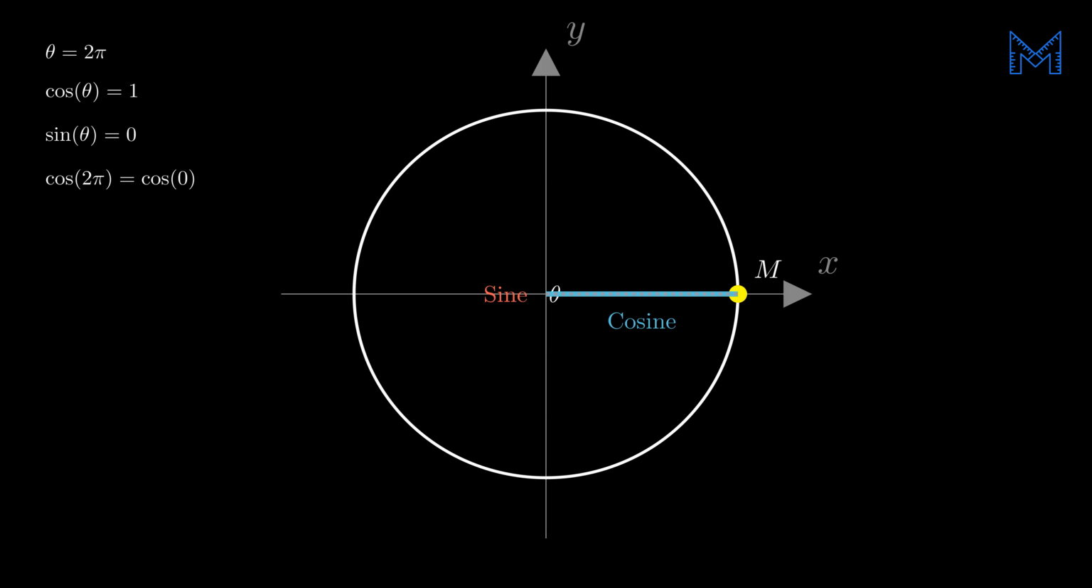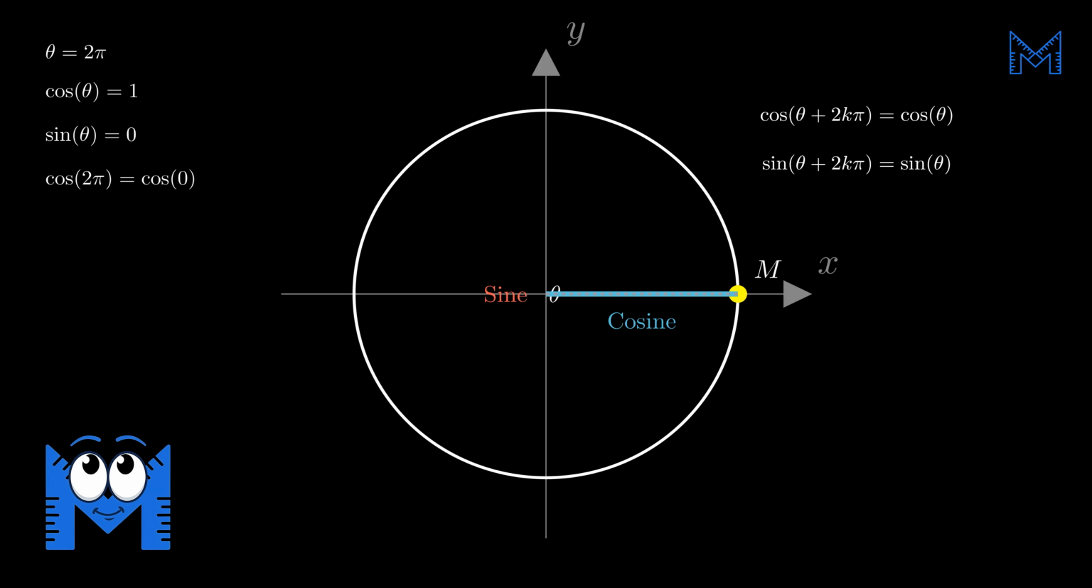We then arrive at a very important property. The cosine of theta plus 2 pi is equal to the cosine of theta, and the sine of theta plus 2 pi is equal to the sine of theta. And this remains true if we add several complete rotations. More generally, we can write the cosine of theta plus 2k pi is equal to the cosine of theta, and the sine of theta plus 2k pi is equal to the sine of theta, where k is an integer.